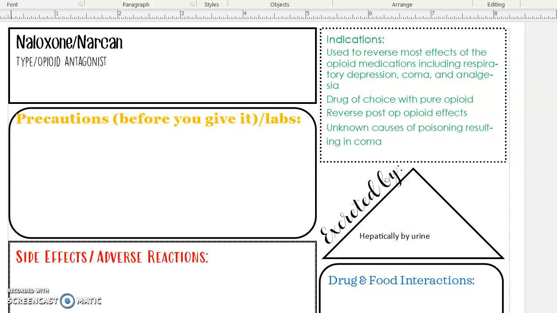And so the indications for use: they're used to reverse most effects of the opioid medications, including respiratory depression, coma, and sedation. So it's a drug of choice with pure opioids. It reverses post-op effects, and you can also use it if you're not sure of what the poisoning is. The great thing about naloxone is that it's not going to hurt you if you use it and you don't have opioids in your system, but it could save your life if you're not sure what it is.